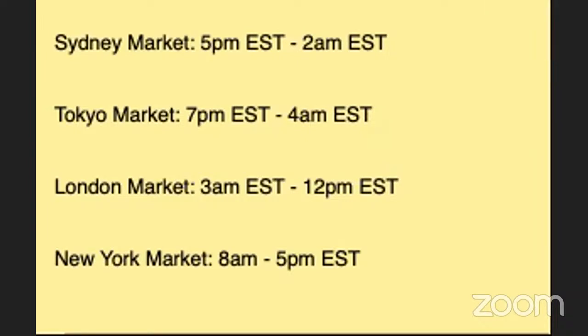And if you notice, the Sydney market and the Tokyo market are going to overlap. So Sydney opens at 5, Tokyo opens at 7. So from 7 o'clock until 2 a.m.